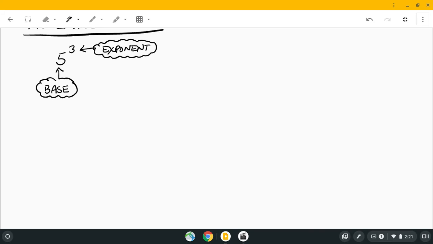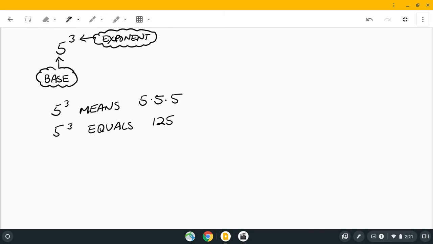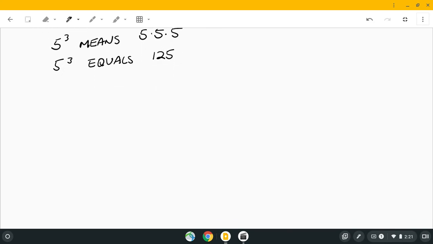Okay, and what this means, 5 to the 3, means 5 times 5 times 5. And 5 to the 3 equals 5 times 5 times 5, which is 125. Okay, so make sure you understand that it means 5 times 5 times 5, not 5 times 3. All right, so here are some examples.